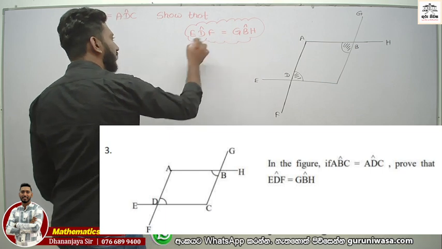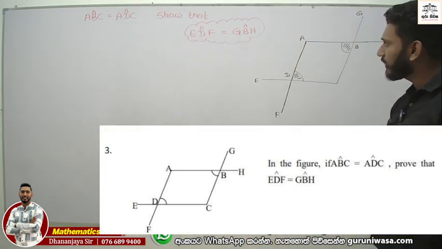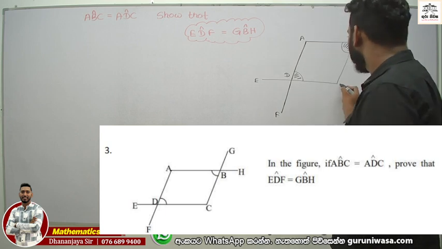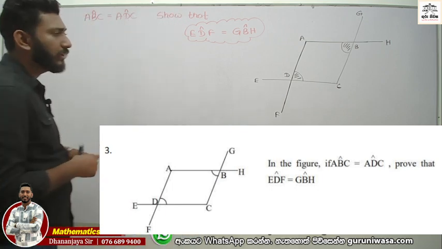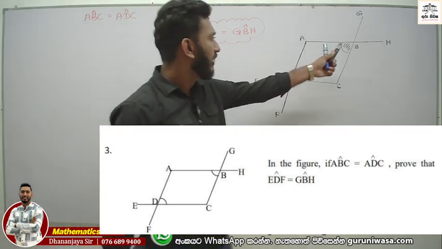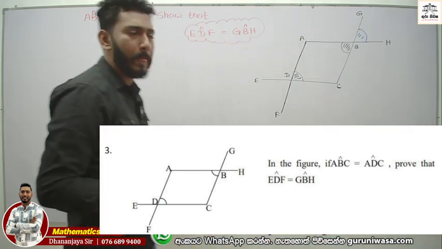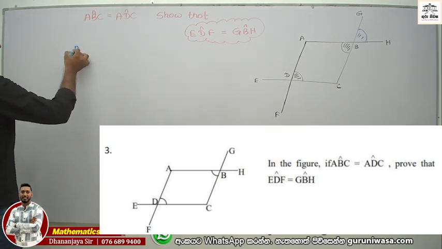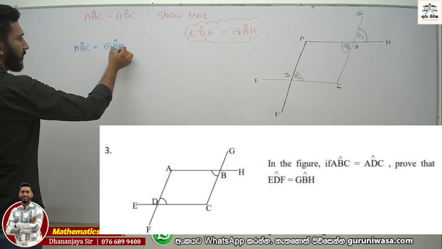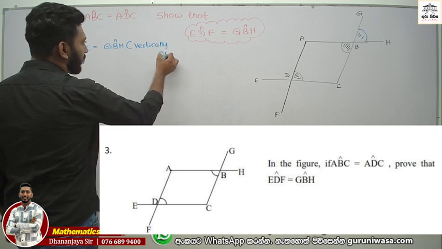Right. Now we are going to discuss. Now these two angles are equal. Now we can state EDF with ED, and what's the letter here? C. EDC. Now listen. EDF and ADC. Now we can write angle ABC is equal to angle GBH because of vertically opposite angles. Now I'm going to write: angle ABC is equal to angle GBH because the reason is vertically opposite angles.